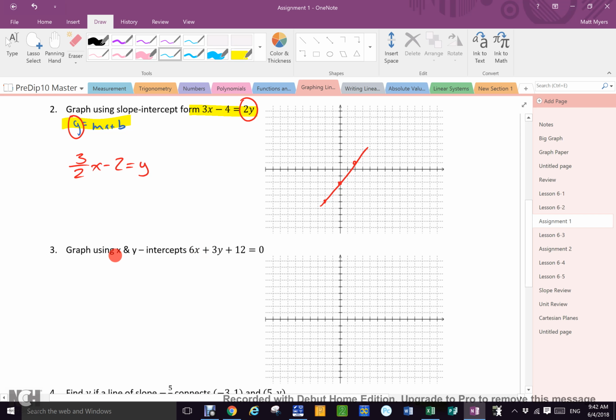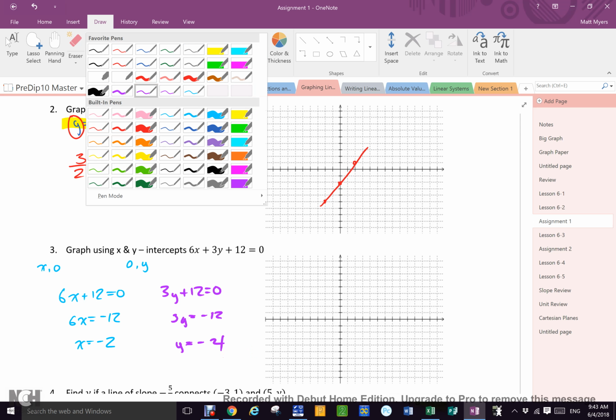X and y intercepts. X intercepts, x, 0. Y intercept, 0, y. So 6x plus 12 equals 0. 6x equals negative 12. X equals negative 2. Then 3y plus 12 equals 0. 3y equals negative 12. Y equals negative 4.